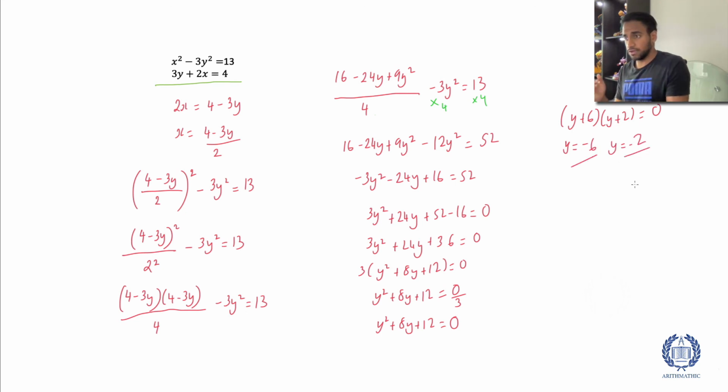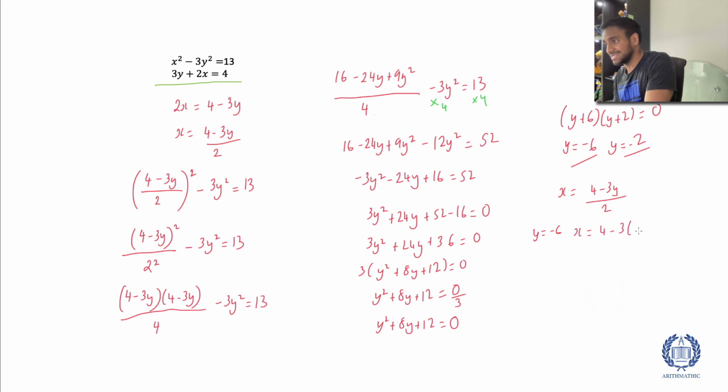So once you've got your y, you're going to find your x. So we can substitute that back into our equation where we wrote x equals 4 minus 3y over 2, right? So when y equals minus 6, let's substitute that in here. So 4 minus 3 times minus 6 over 2. So that gives us what? That's 18 and 4 is 22... 14 divided by 2, 7. Now if we put y equals minus 2 in here, x equals 4 minus 3 times minus 2 over 2. So that's going to be 6 plus 4 is 10, 5.